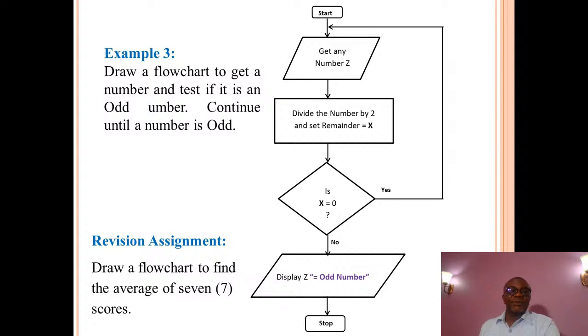Again, we can have example 3. Say this time around, we want to draw a flowchart to get a number and test if it is an odd number.